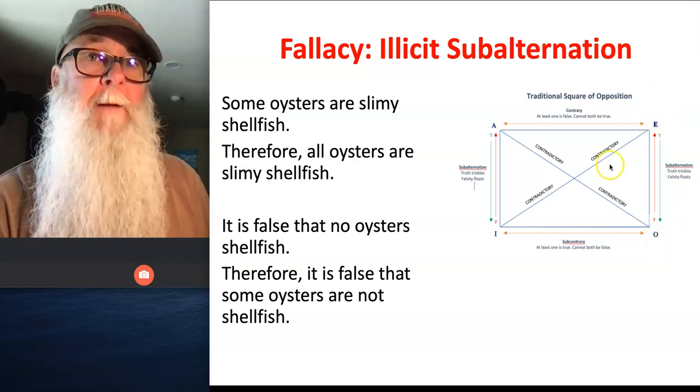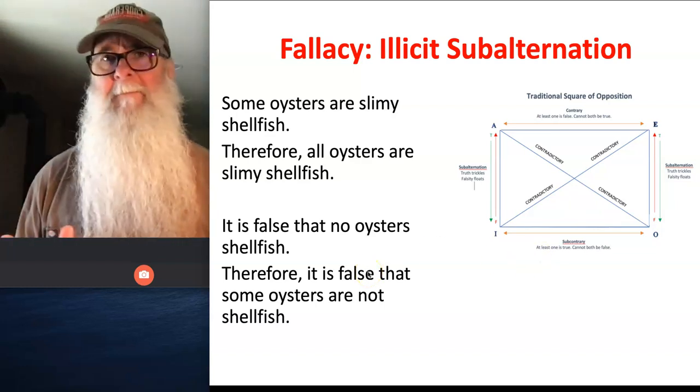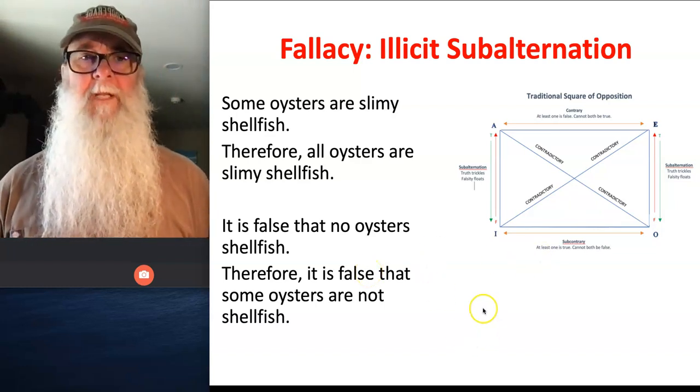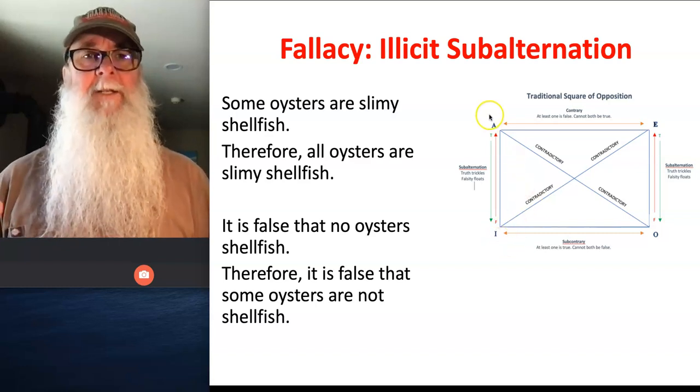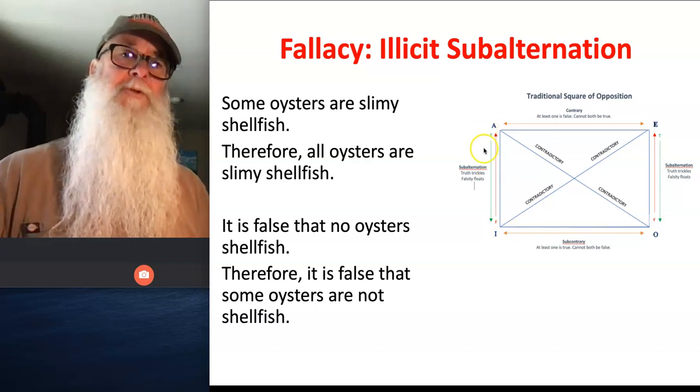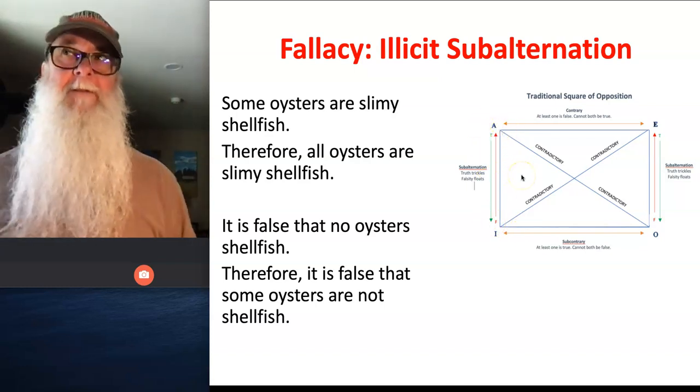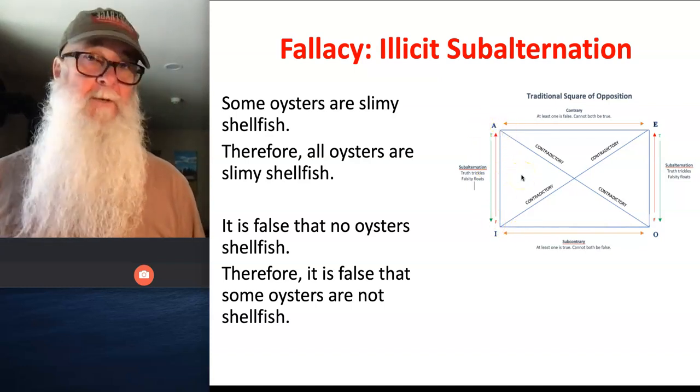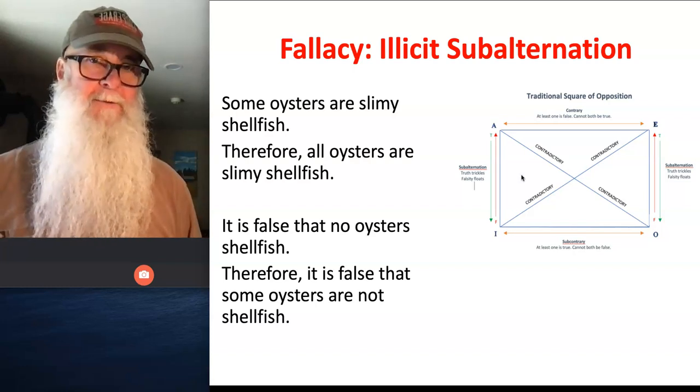Falsity only floats up. The most common mistake I see people making with subalternation is that they try to get the falsity to float down, and it doesn't do that. It's less common for people to try to get truth to trickle up, because it seems obvious to us that, like, look, just because some dogs are brown animals doesn't mean that they're all brown animals.